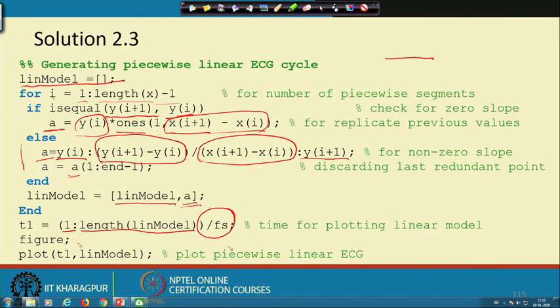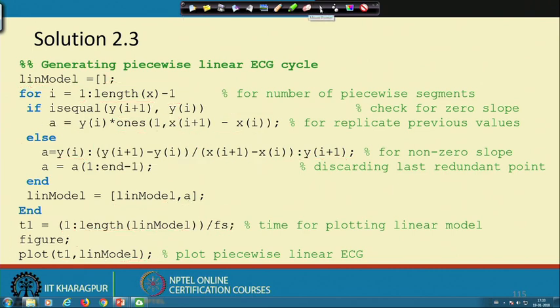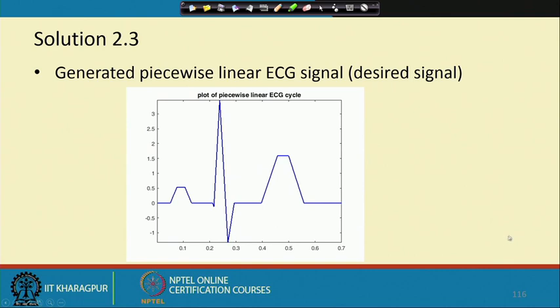And for that, we issue the command figure, which creates a pen, followed by the plot command against t1, the time index. We are plotting this linear model. Okay. So, that is the part we do, and let us see how this signal looks. So, here we get the linearized model.